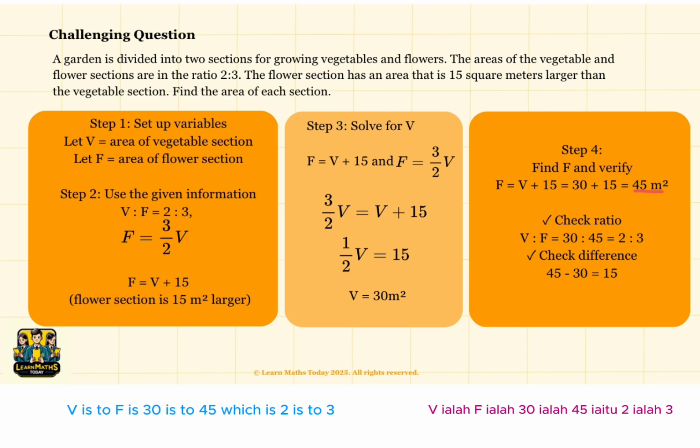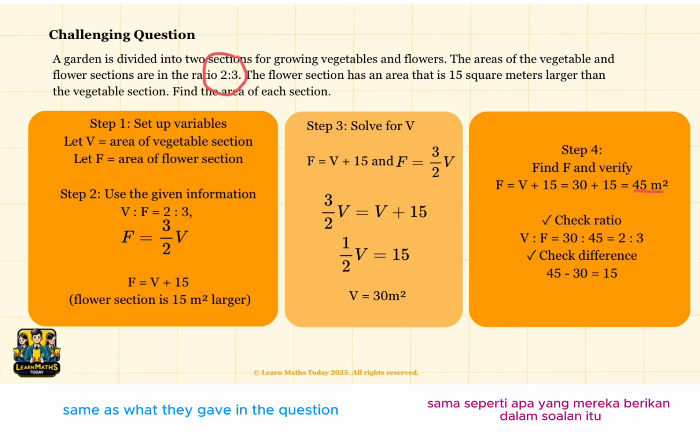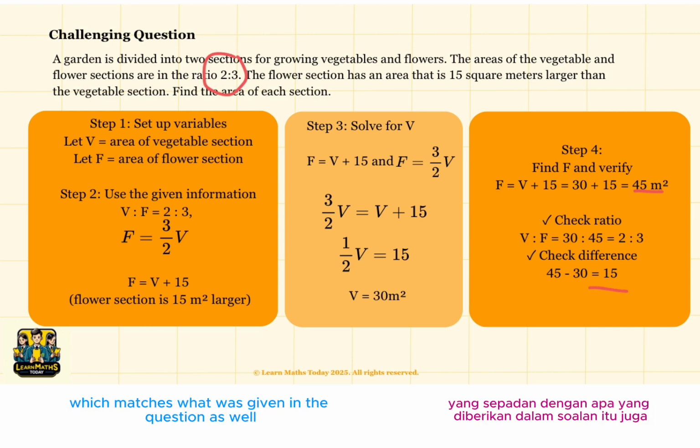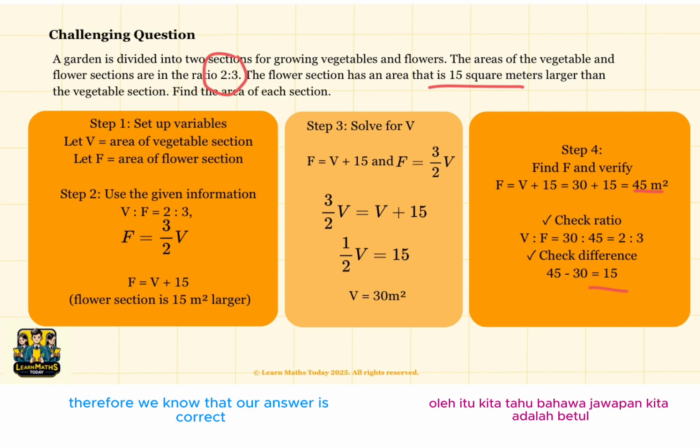In order to verify that our answer is right, we check the ratio. V is to F is 30 is to 45, which is 2 is to 3, same as what they gave in the question. We also check the difference, where 45 minus 30 equals 15, which matches what was given in the question as well. Therefore, we know that our answer is correct.